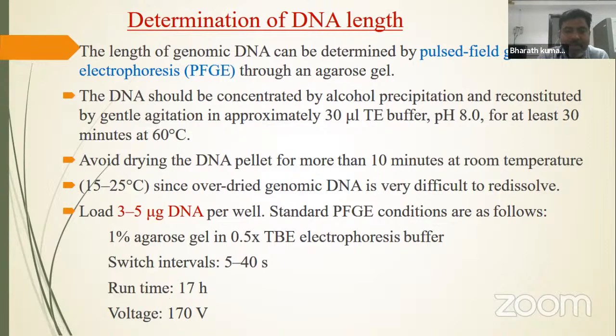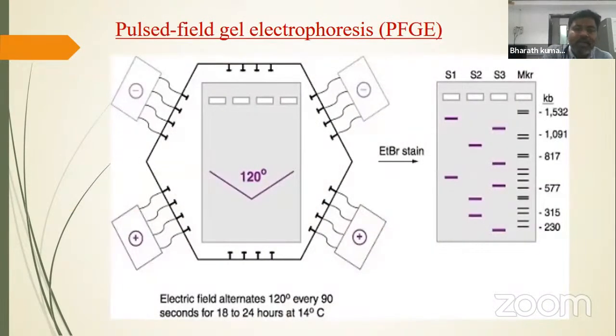So a little bit you are confused about this pulsed field gel electrophoresis. In this picture, you can clearly understand what is meant by routine electrophoresis and pulsed field electrophoresis. Here you can see the gel. This is the gel, agarose gel. And these are the electric fields. You see here, 4 electric fields are there: anode, cathode, and anode, cathode.